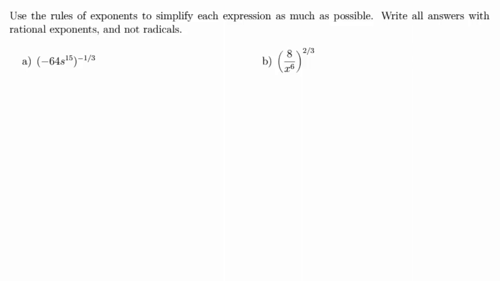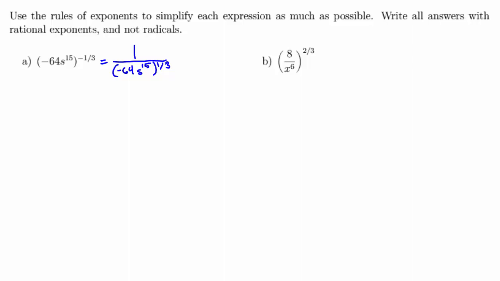In this first example, we have negative 64 times s to the 15th, and that's all in parentheses, and raised to the power of negative 1/3. There are a number of ways that we can approach this, but the first thing that we could do is to get rid of that negative exponent on the very outside and turn this into 1 over that whole expression, negative 64 s to the 15th raised to the 1/3. So instead of having a negative 1/3 power, I have 1 over that expression to the positive 1/3 power.